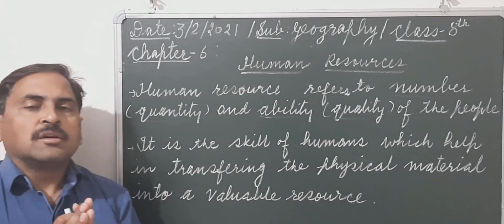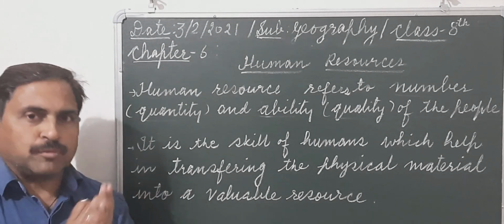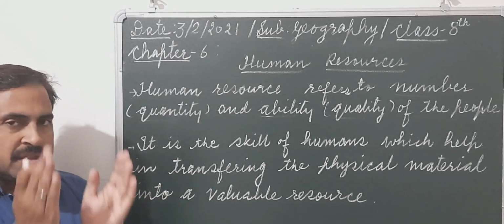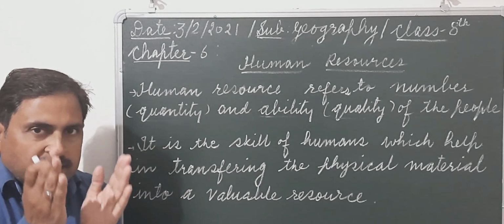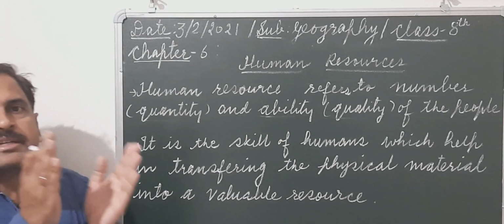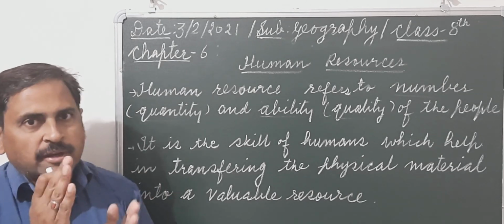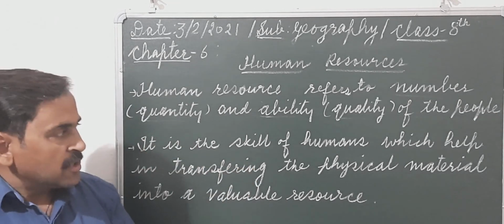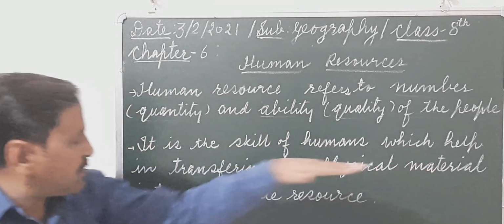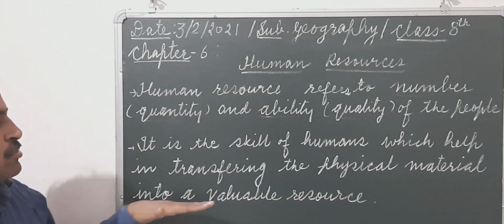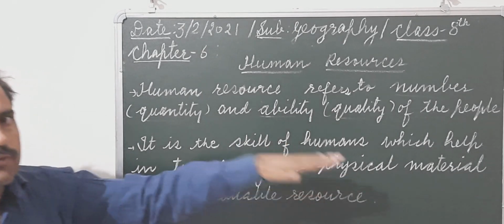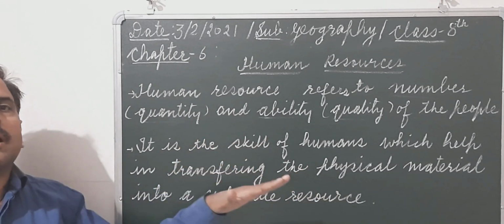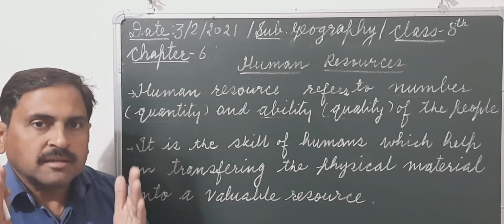If you take the example of a sculptor, what does he do? He takes a stone and gives it the shape of a human being. He makes the statue. So what? That sculptor has a skill that has converted, that has transformed a physical material into a resource. When you look at that statue, you appreciate it, you purchase it, you keep it in your drawing room. Am I right? So it is the skill of humans which helps in transforming the physical material into a valuable resource. So the role of human beings is the most important in resource formation, and that's why humans are considered the most important resource.